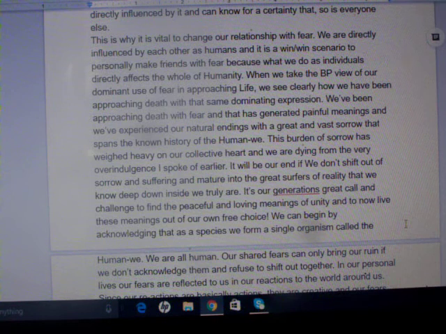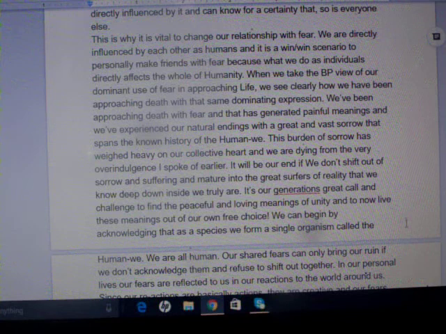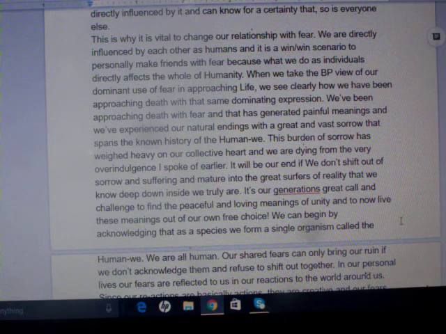This burden of sorrow has weighed heavy on our collective heart, and we are dying from the very overindulgence I spoke of earlier. It will be our end if we don't shift out of sorrow and suffering and mature into the great surfers of reality that we know deep down inside we truly are. It's our generation's great call and challenge to find the peaceful and loving meanings of unity and to now live these meanings out of our own free choice.